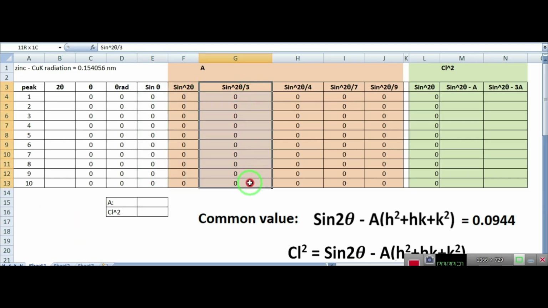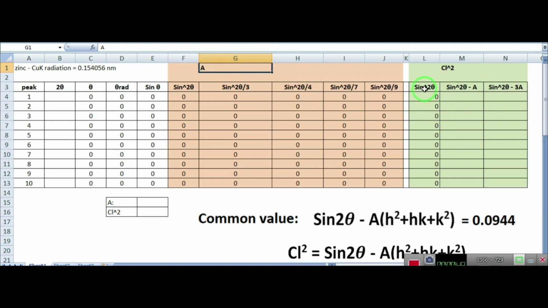This is nothing but sin square 2 theta by 3, sin square 2 theta by 4, sin square 2 theta by 7, sin square 2 theta by 9. So these are the columns where you can find a value which is going to be repeatedly appearing in these columns. That value will be represented as capital U.